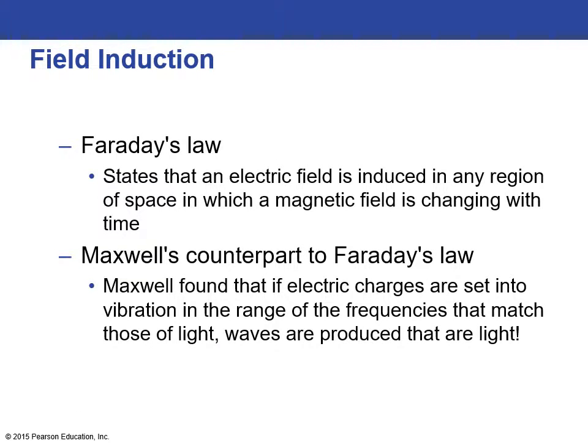So in Faraday's law, we see that an electric field is induced around a region of space where a magnetic field is changing with time. And Maxwell found that if electric charges are set into vibration in the range of frequencies that match those of light, waves are produced that are light. So that's the way that you get electric and magnetic fields to work together to produce light.